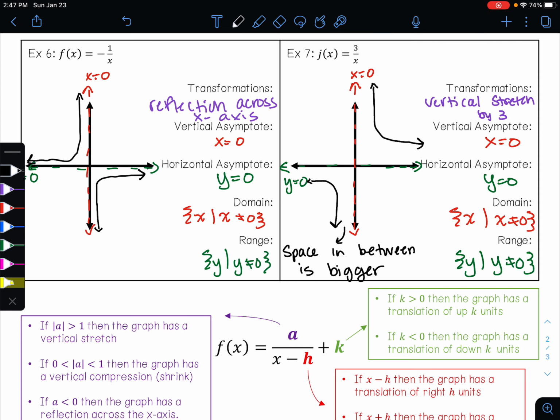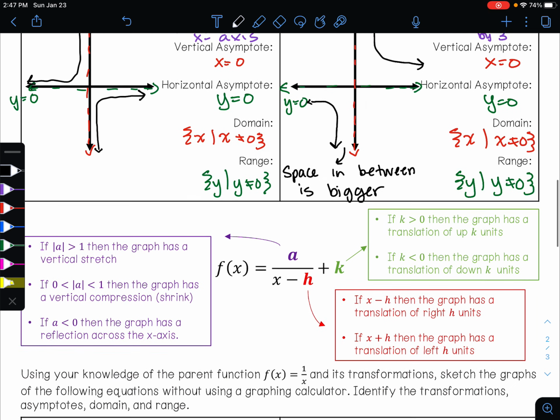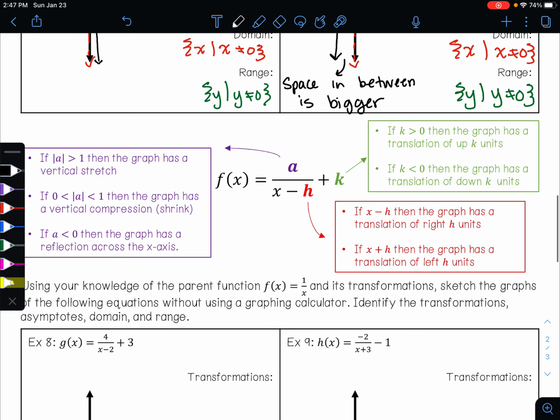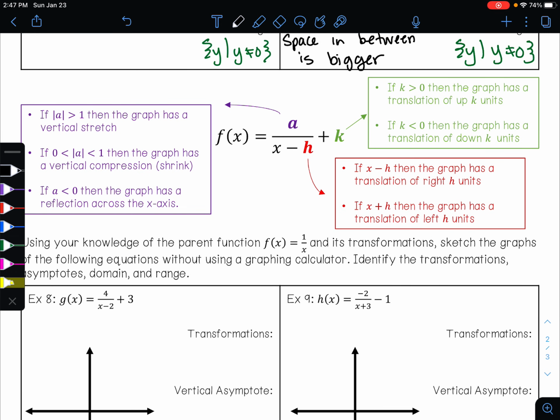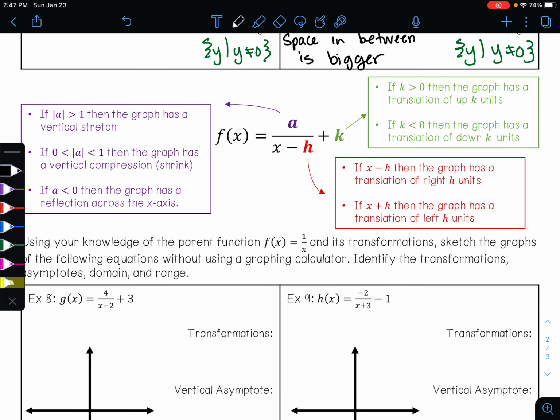So here we have some rules, and you'll notice the A, H, and K. It's the same A, H, and K that you had when we talked about transformations with quadratics, linear functions, and exponential functions. It's the same exact rules as well. So A will tell you if you have a stretch, shrink, or reflection.